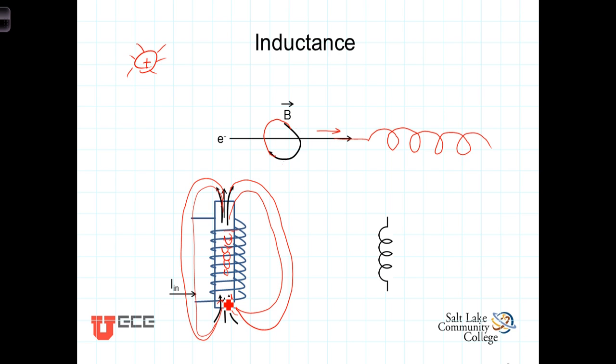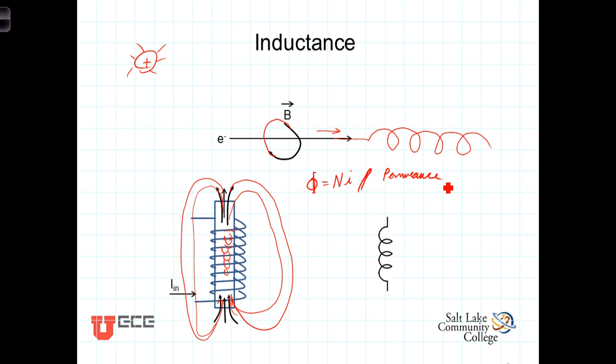We sometimes refer to the magnetic field as its flux. Flux is then proportional to the number of turns in the coil times the strength of the current flowing in the coil times something that's known as its permeance, or rho.